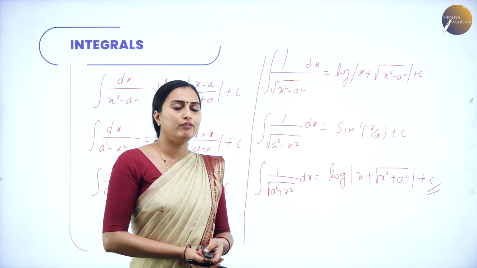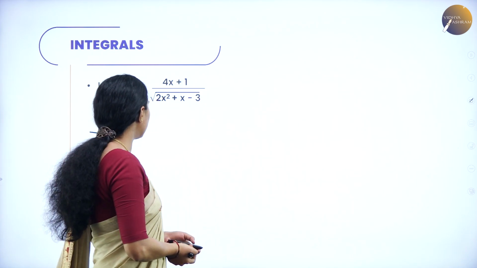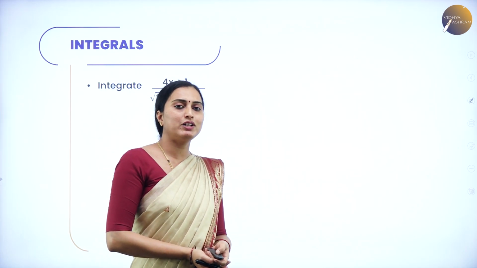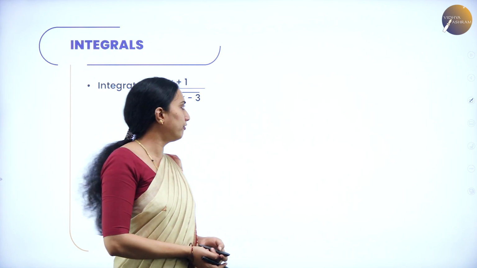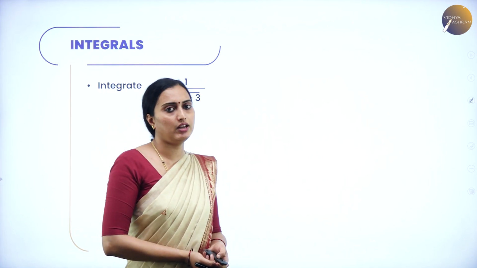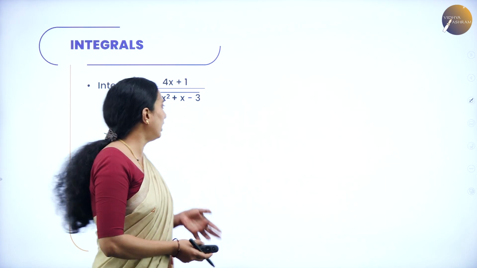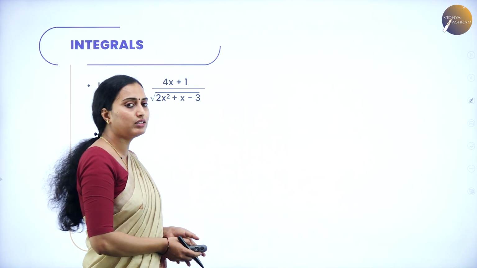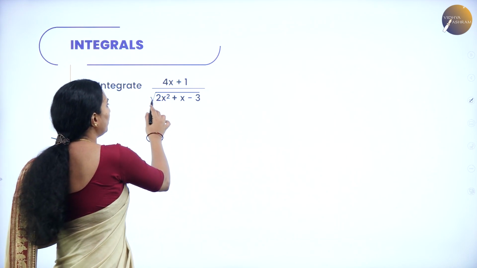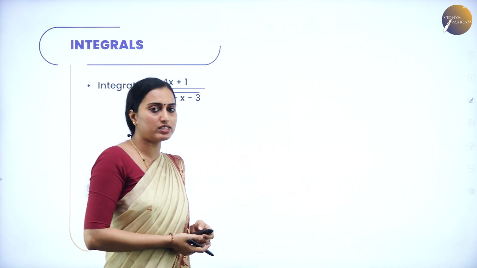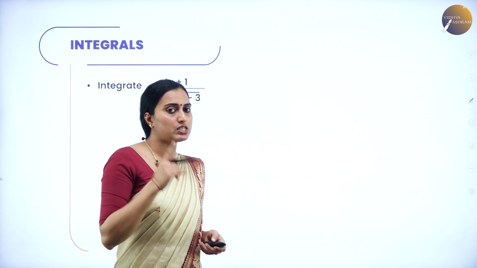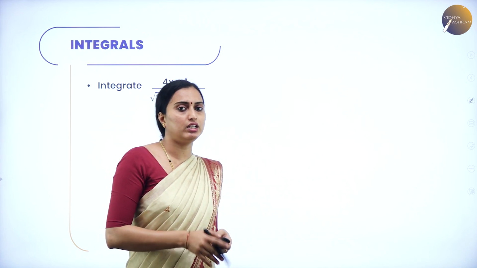Now without any delay, we'll move on to the problem they've asked. Integrate 4x plus 1 divided by under the root of 2x squared plus x minus 3. Dear students, see that whatever you have taken under the root, the differentiation of that is in the numerator. Yes, if you differentiate 2x squared, it will be giving you 4x. If you differentiate x, it is a 1. And if you differentiate 3, it is 0.